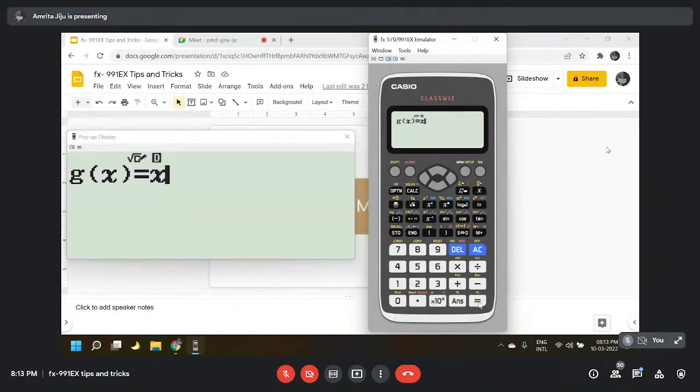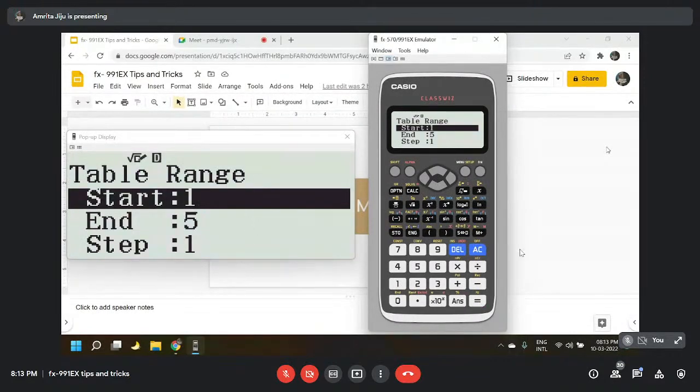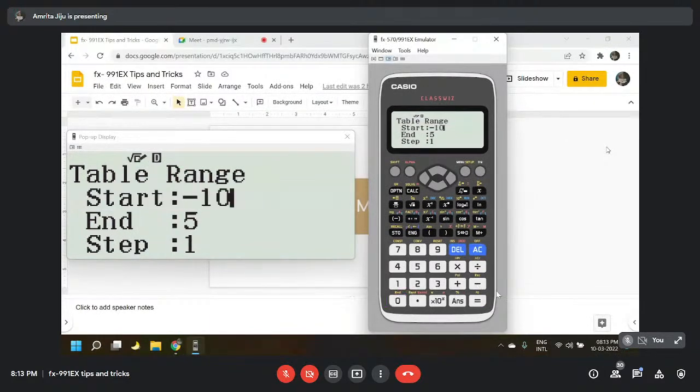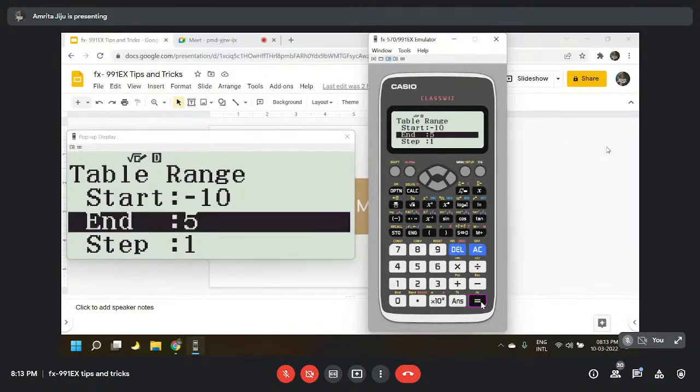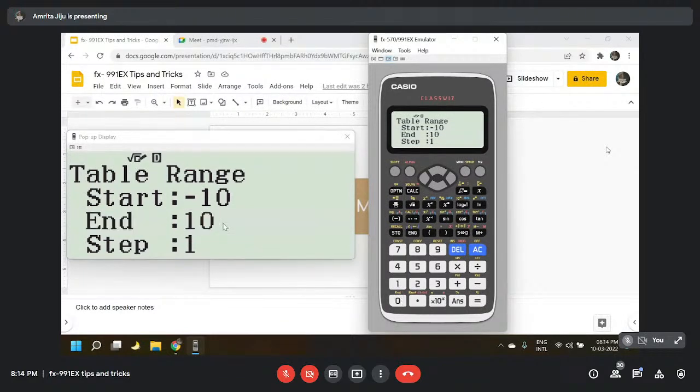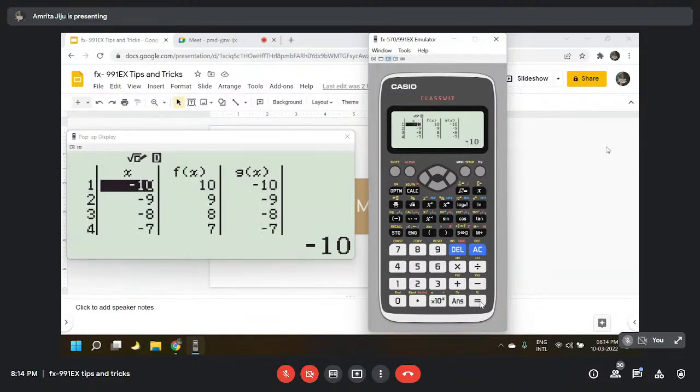Now I have to set a start range and end range. I just give the start range as -10 and the end range as 10. Let's keep the step as 1 itself. Now I hit equal to. You can find the table where we have the answers of that f of x and g of x. You see, these negative numbers are actually turned into positive numbers because it's an absolute function. And since g of x is x itself, you can see it's the same number. So you get it in a table form.